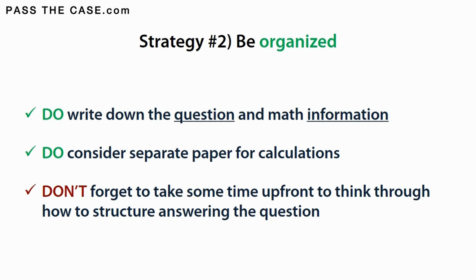Third, do spend some time to think about how to lay out a structure to the problem. Many people make the mistake of getting to calculations quickly without thinking about how to best solve the math problem. When people make this mistake, they often miss the shortcut approach, which could save them a lot of time and reduce their chances of making mistakes.